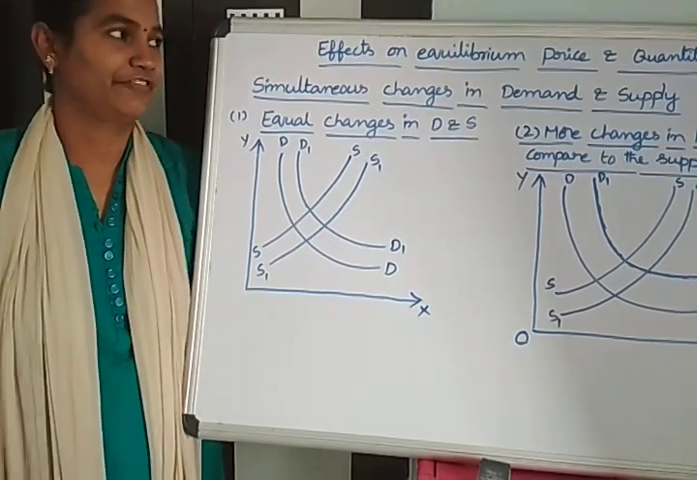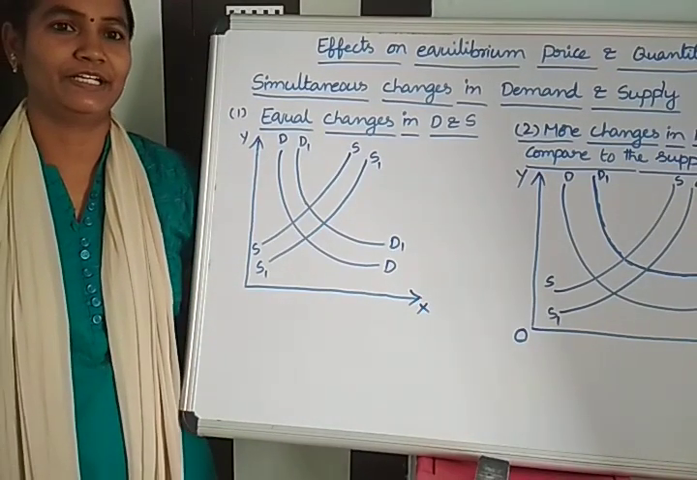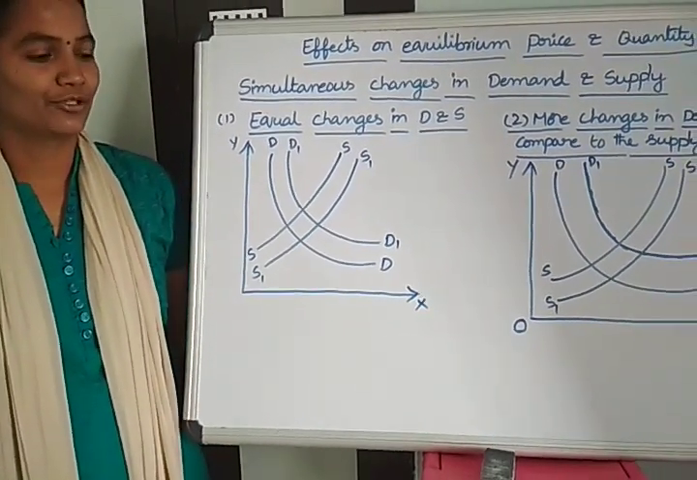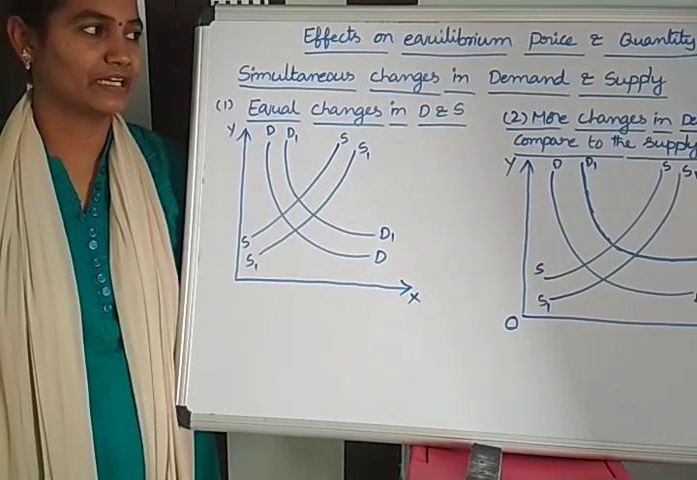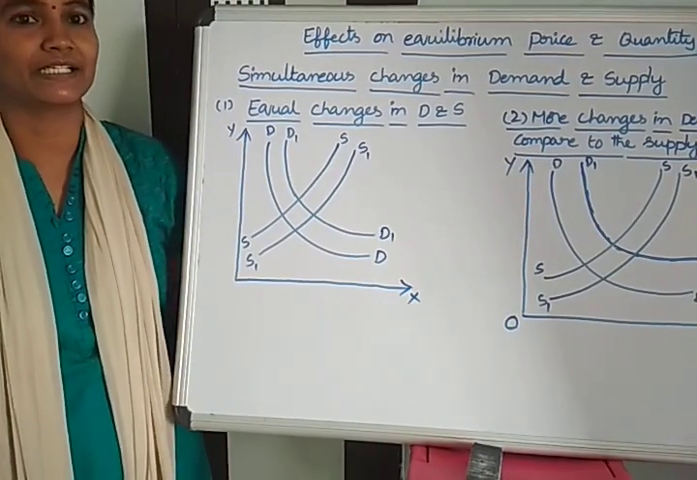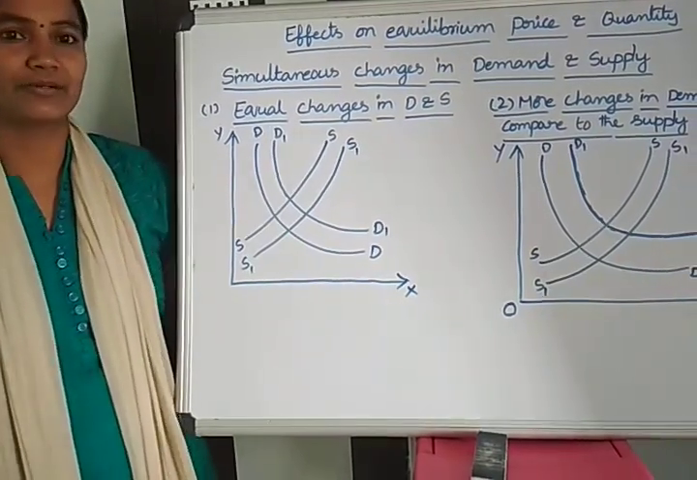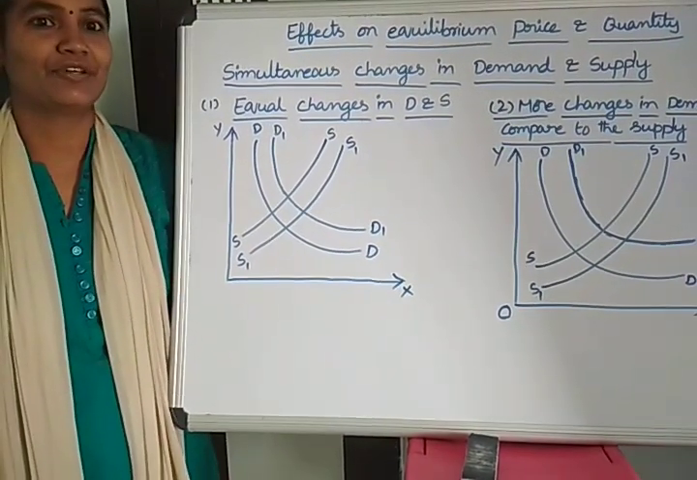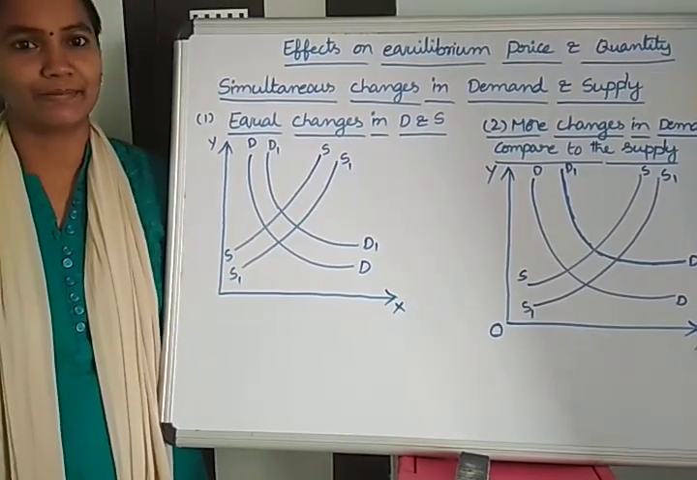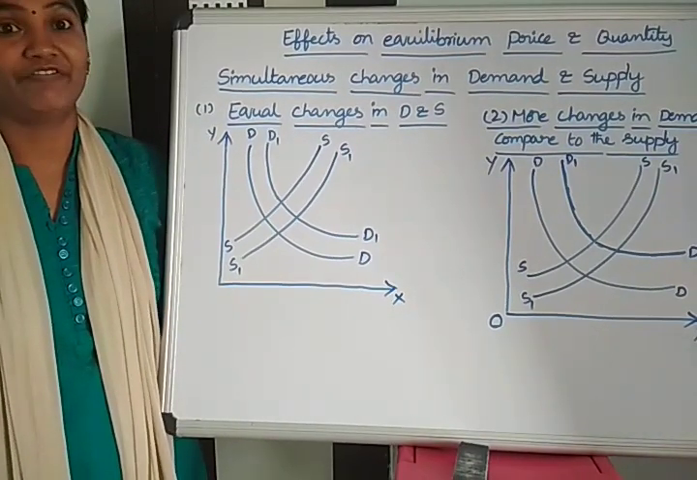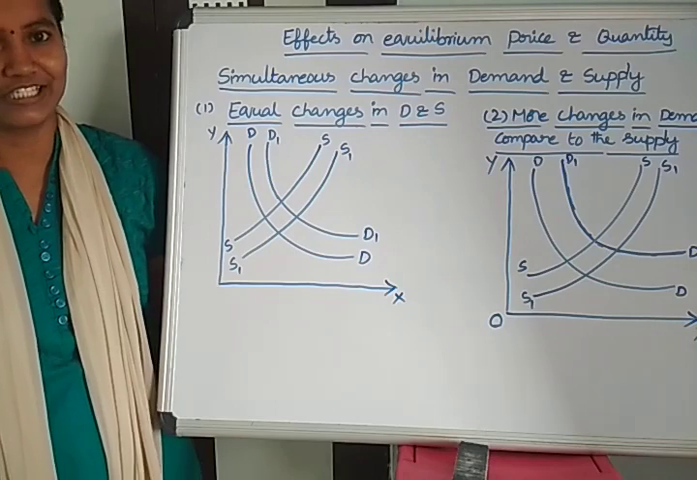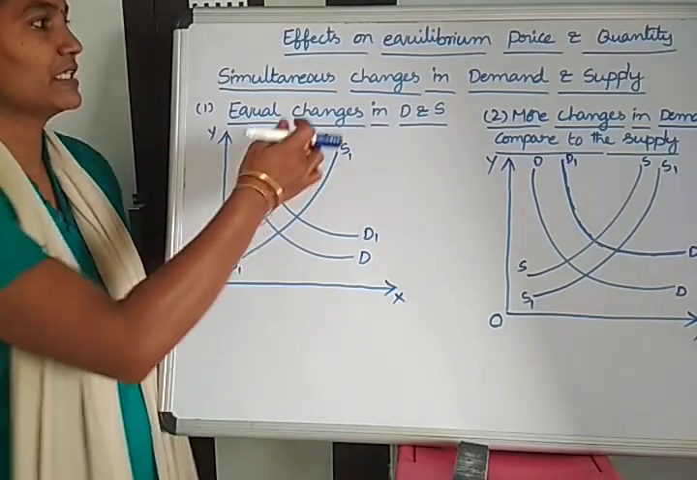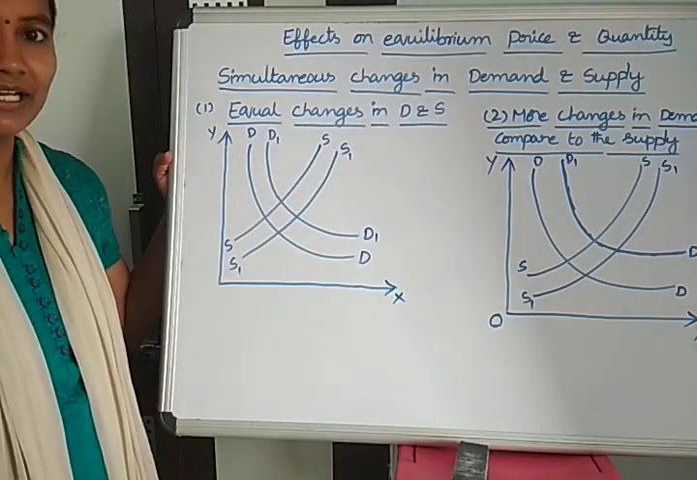What about the effect on equilibrium price and quantity? We have shown the changes in either supply or demand, and discussed the effect on price and quantity. But now we are going to discuss the simultaneous changes in quantity demanded and supplied. What is the effect on price and quantity? Now we are going to discuss this topic: simultaneous changes in demand and supply.